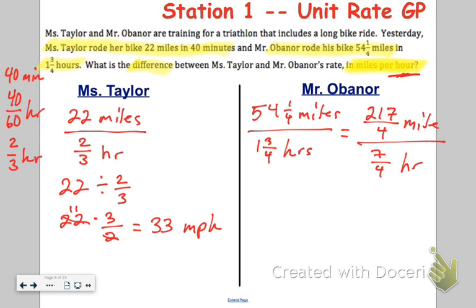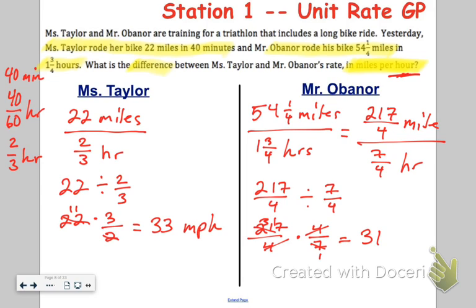All right, so again, I'm going to divide 217 over 4 divided by 7/4, multiplied by the inverse, 217 fourths times 4 over 7. 217 divided by 7 is 31. So I get 31 miles per hour for Mr. O'Banner.